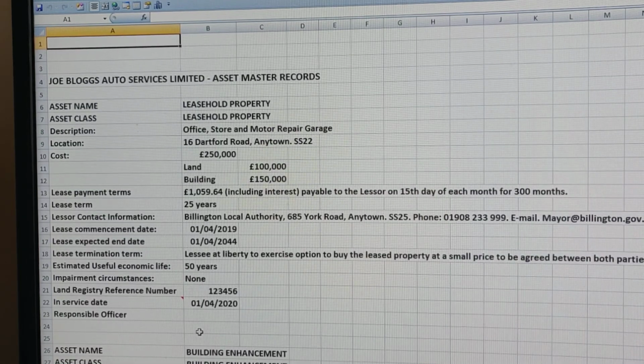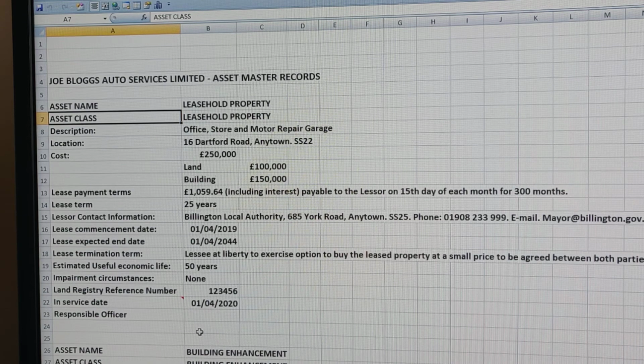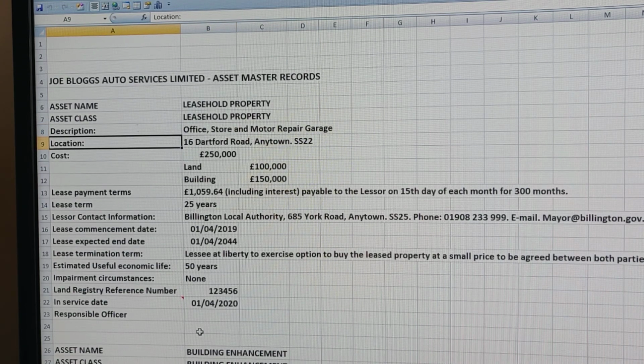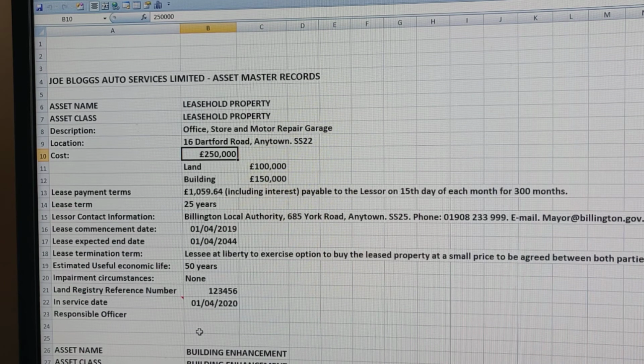The asset master record, for instance, for this leasehold property, shows the name of the asset, which is leasehold property, and the asset class. Every asset must belong in a class. Say you buy a computer, you could classify it as plant, property and equipment. If you have a building, that will come under land and building as a class, or building as a class. Now, you must have a detailed description of the asset, for instance, office, store, motor garage, etc. The location of the asset will be in the asset master record. The cost of the asset must be in the master record.